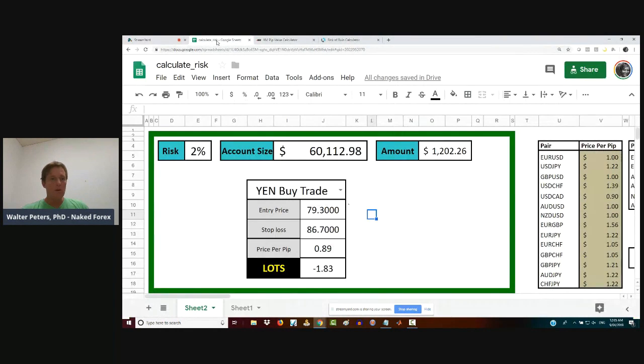Okay, so what you're looking at here is an account of $60,112.98. We risk 2% on this account, and let's say that we're trading the Aussie yen. By the way, you can get the link to this spreadsheet below this video. This is the sort of thing that we'll be using in the Small Account Big Profits course.